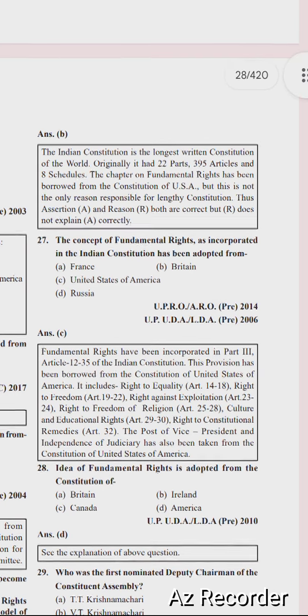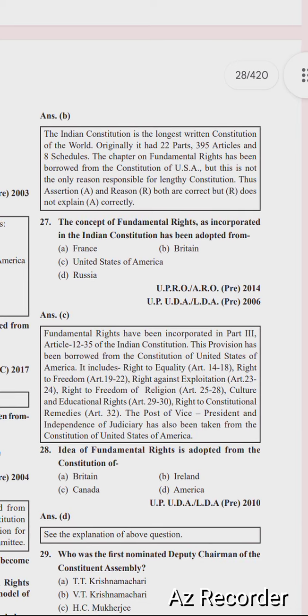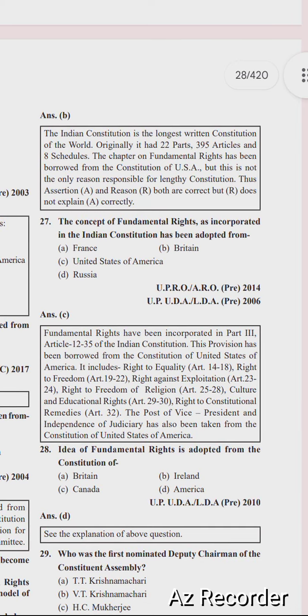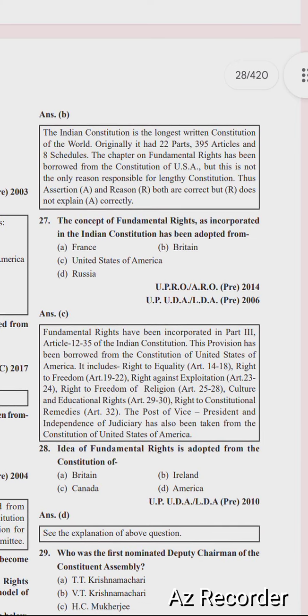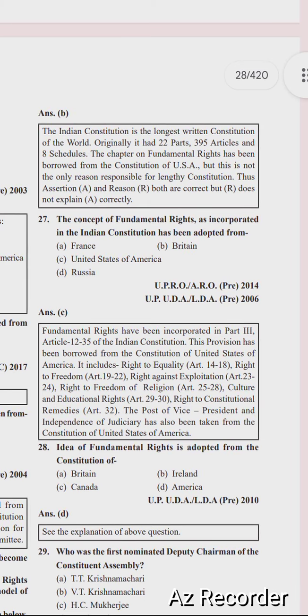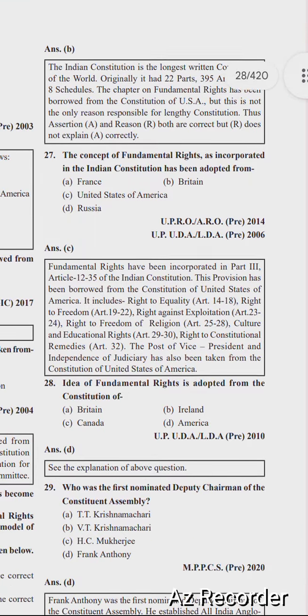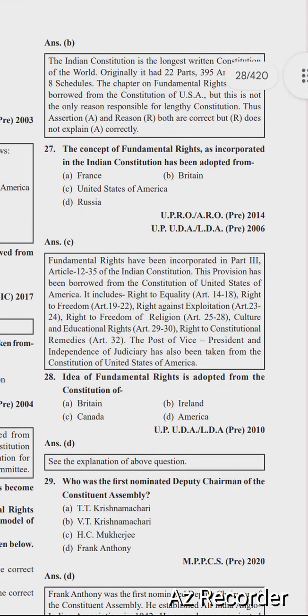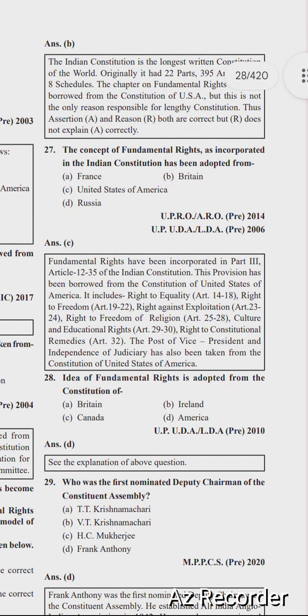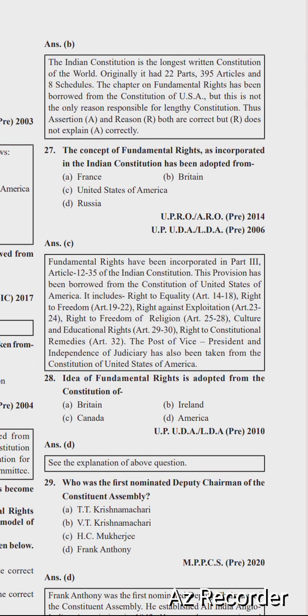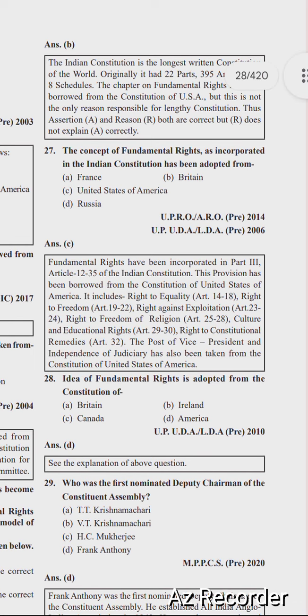The concept of fundamental rights as incorporated in the Indian Constitution has been adopted from France, Britain, United States of America, and Russia. Right option is option number C, United States of America. The fundamental rights has been incorporated in Part 3, Article 12 to 35 of the Indian Constitution. This provision has been borrowed from the Constitution of United States of America.